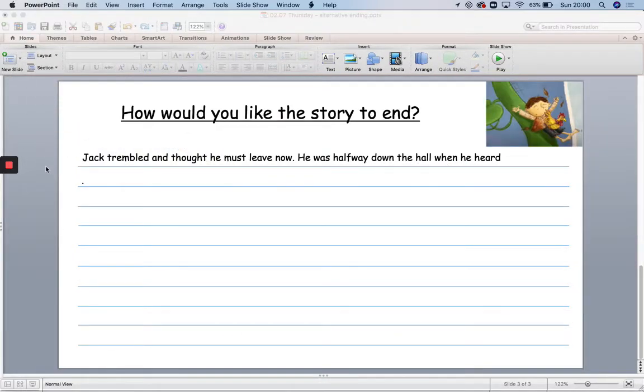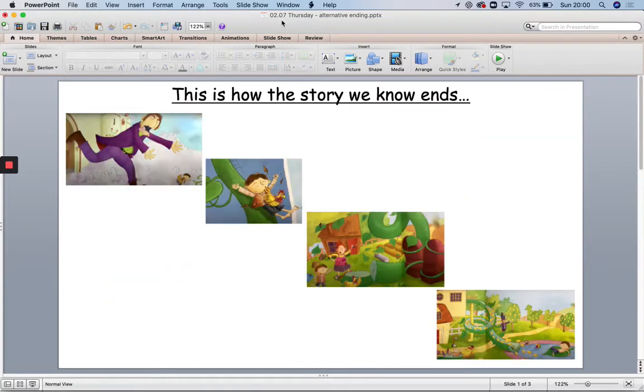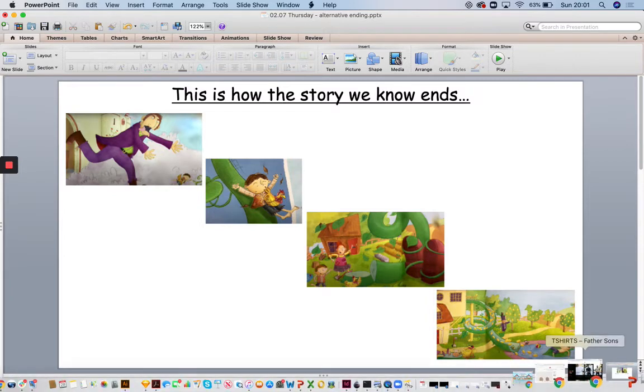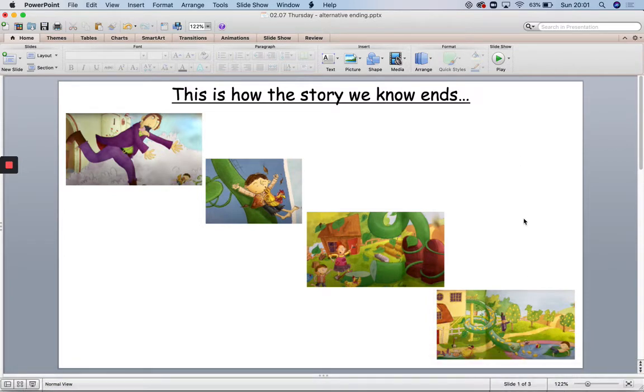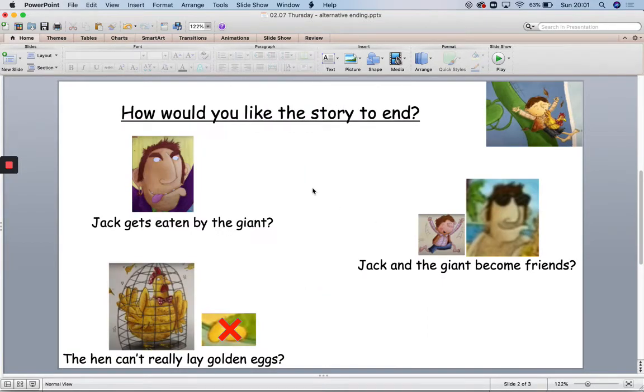Thursday is something a little bit different. So if we have a look at the beginning of this slide, we know how the story ends. Jack stole the hen, the giant chased after him, he whizzed down the beanstalk and managed to chop the beanstalk down just in time to stop the giant, and he made it into a slide, and there were lots of golden hens to help him there. But I'm not keen on that ending.